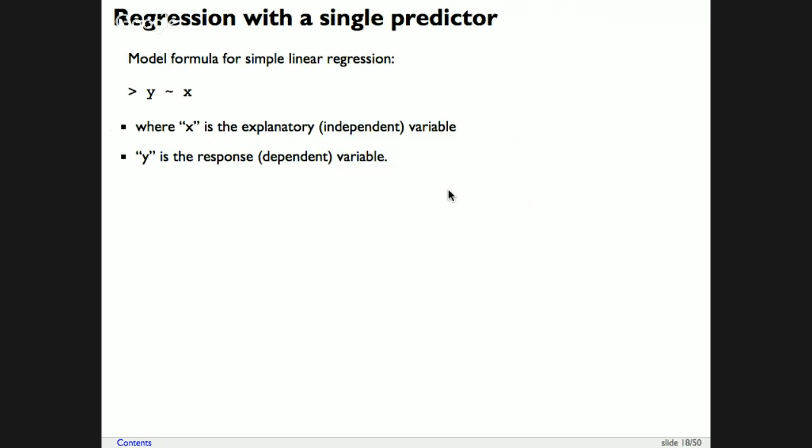Here is an example for a linear regression with two variables, y the response variable and x the predictor. So this is just a simple linear regression. The model formula would be y is modeled as a function of x. That's all there is to it to create a simple linear regression.